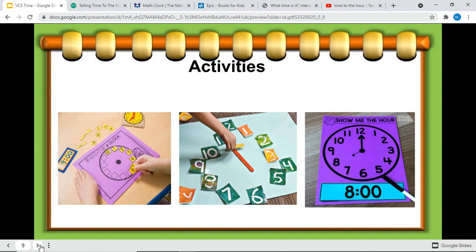Some other activities could be to build a clock. So here there's a printable image, and the students would have the numbers. You could give them the time, and they would have to move the arms to create the hands to create the time. Here you can use popsicle sticks, and the students can paint or create the numbers themselves and cut them out. And then once they've done with that, you could have them show you the time. Show me the hour.